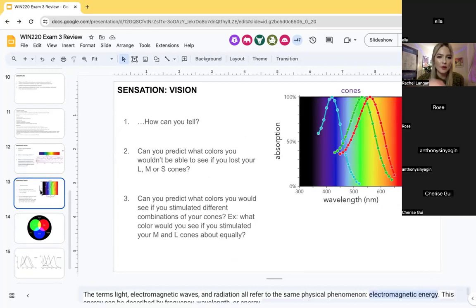Okay. Well, I had one more question about this. So what color would you see if you stimulated your M and L cones about equally? Is that about green or like greenish yellow?